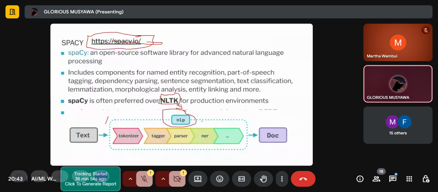Let's say in spaCy, this NLP aspect does all this for you. So you have your text, then you pass it through NLP, and everything is done: pre-processing, feature extraction, embeddings, etc. Now you have your output. So it's like simplifying the process.